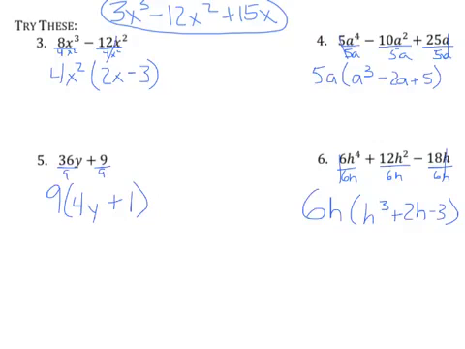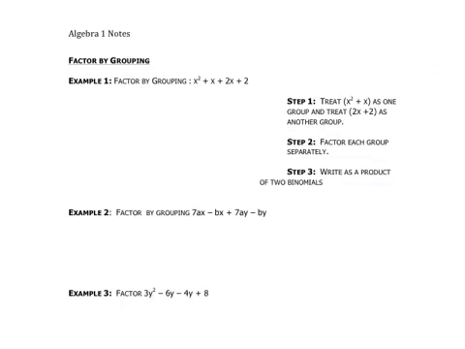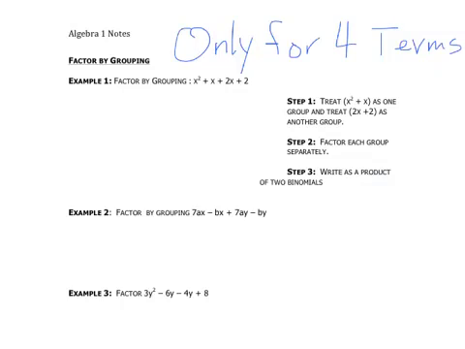Okay, let's flip it over to the next side and look at grouping, okay? Now, we are going to learn different factoring methods, and they all are very particular to a certain type of problem. Grouping only works when there are 4 terms, okay? So if you want to write that up at the top of your paper, that might be helpful. Only for 4 terms. This only works when I have 4 terms, okay?